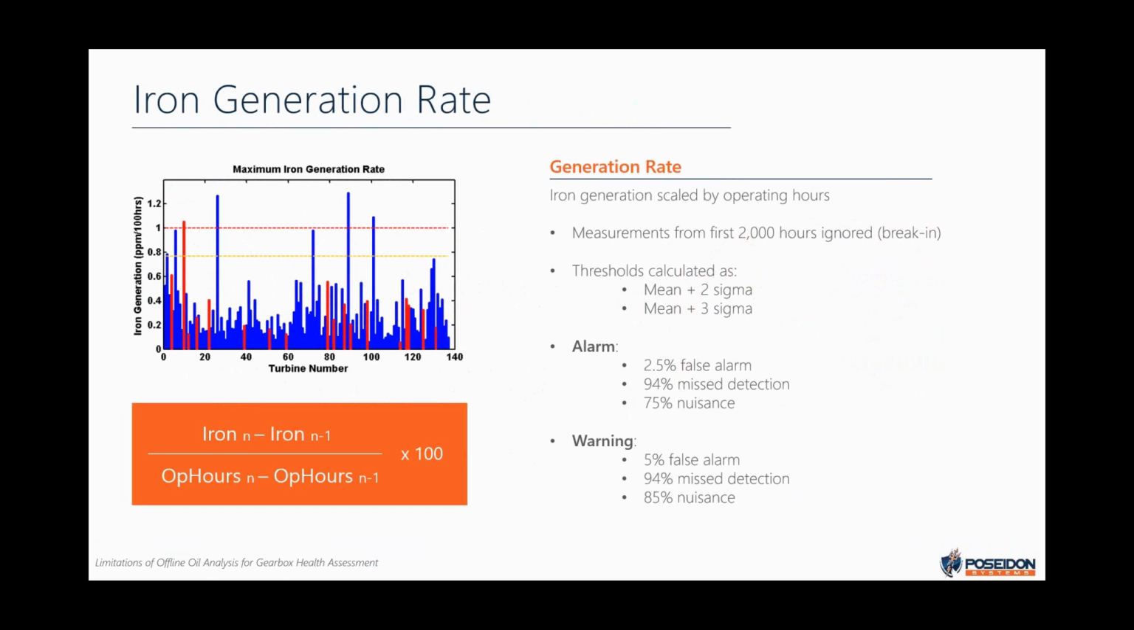So alarm and warning thresholds were simply calculated as 2 and 3 standard deviations from the dataset mean respectively. At the alarm limit, we see a slight improvement in nuisance rate from the original iron concentration values, but it's actually worse at a warning limit. Again, we are seeing high misdetection and nuisance percentages. The false alarm percentages are small, but again, this is only because such a few number of turbines are being indicated as faulty and passing those threshold limits.